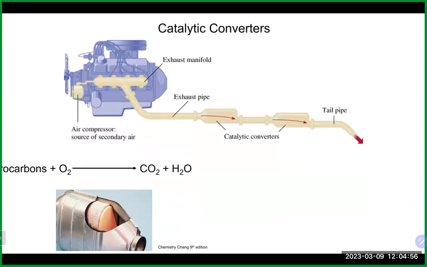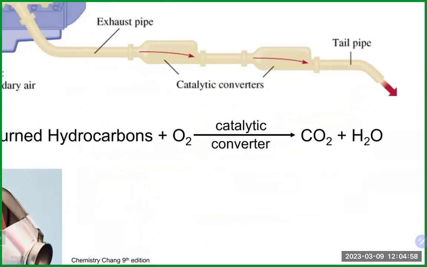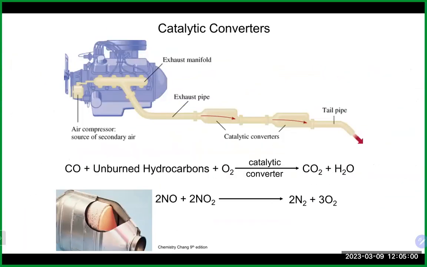Here's our catalytic converters, which is used to help us with unburned hydrocarbons so we don't pollute too much, but there's usually 2 chambers. A lot of times it's like a honeycomb type design in our catalytic converters where there's a lot of precious metals, which is why people steal your catalytic converters off your car, right?